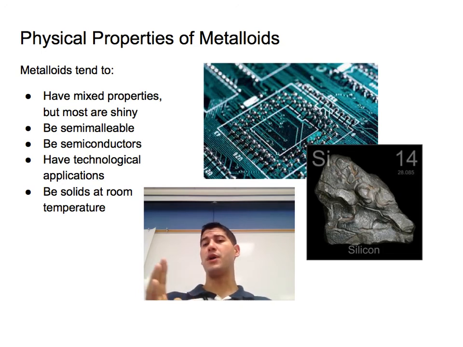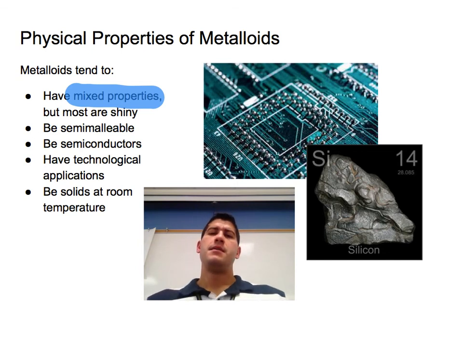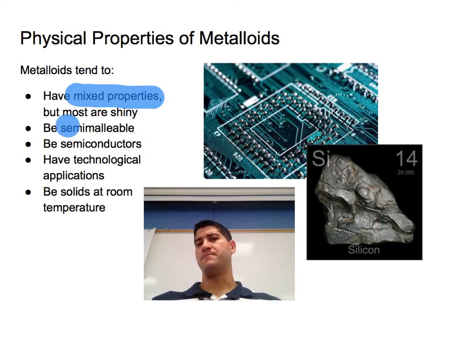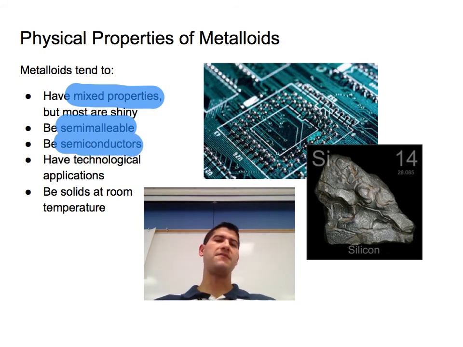Some common physical properties of metalloids is that they can be either shiny or dull. Most of them have a little bit of sheen, a little bit of luster to them. Metalloids can be malleable and ductile like metals, but not to the same extent. Some are actually brittle, like the nonmetals. Metalloids have intermediate heat and electrical conductivity. They don't conduct as effectively as metals, but they're not insulators either, like the nonmetals. Often metalloids are known as semiconductors, like germanium and silicon.